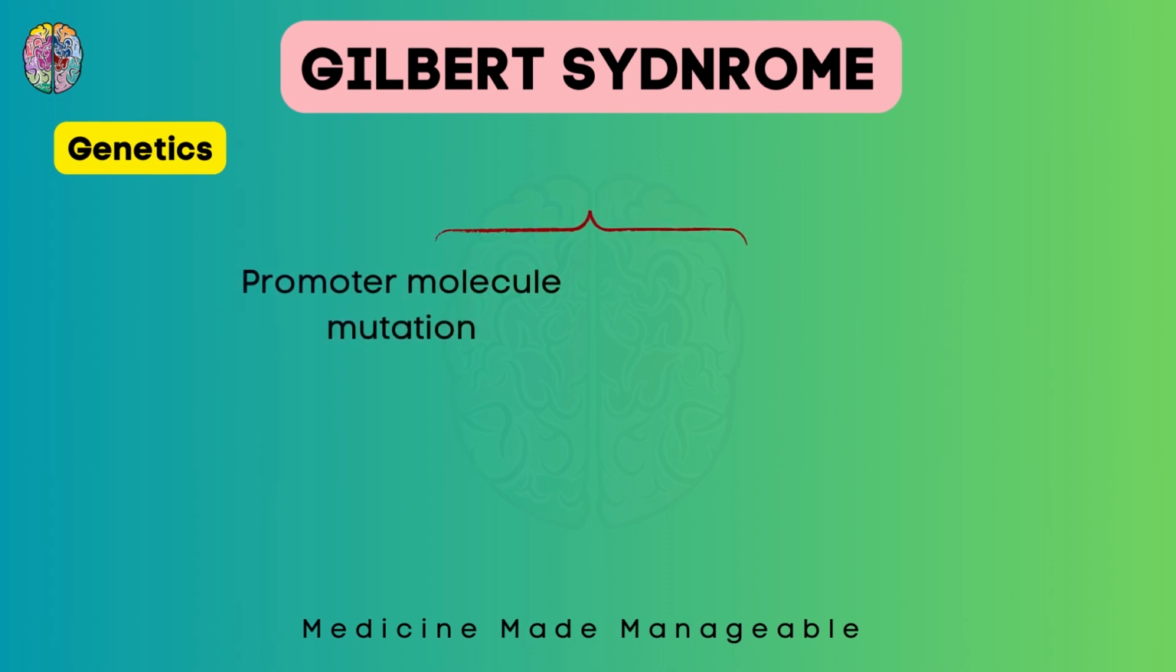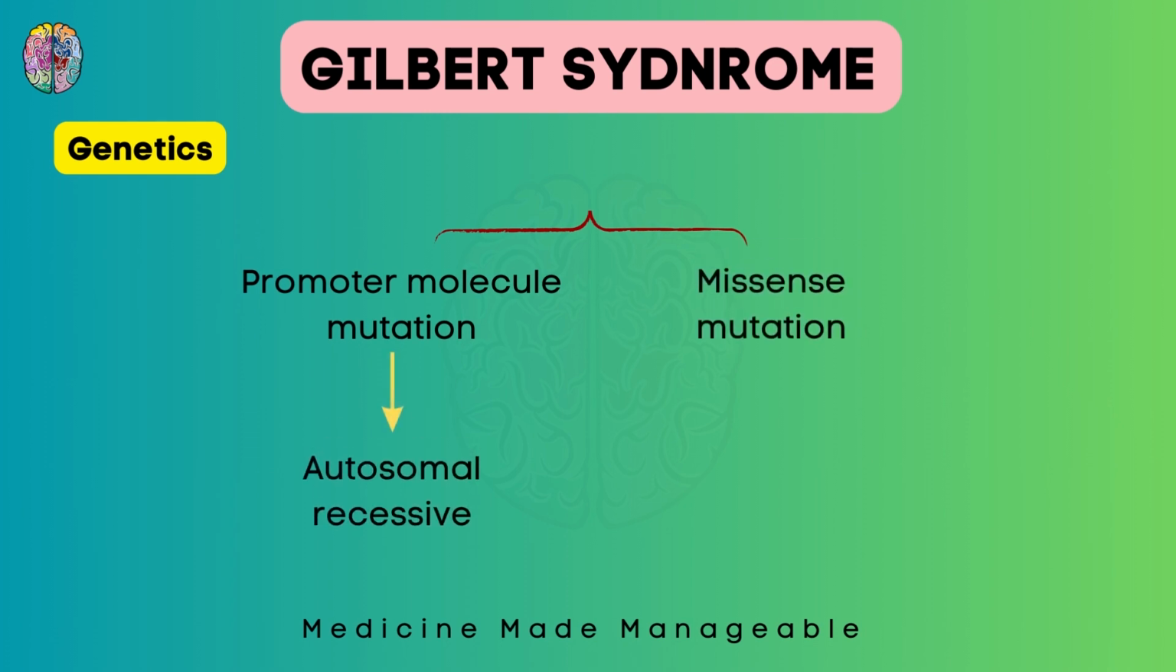If there is a mutation in the promoter region, this disease will be inherited as autosomal recessive. But if a missense mutation is seen, this disease will be inherited as autosomal dominant. So there was a previous question which said that the autosomal dominant pattern of inheritance in Gilbert syndrome is associated with which type of mutation? The answer was missense mutation.